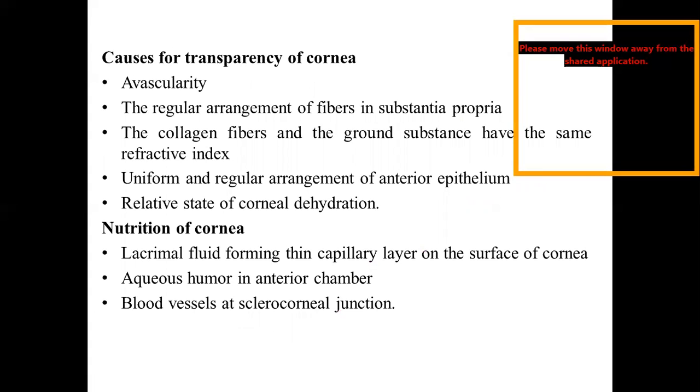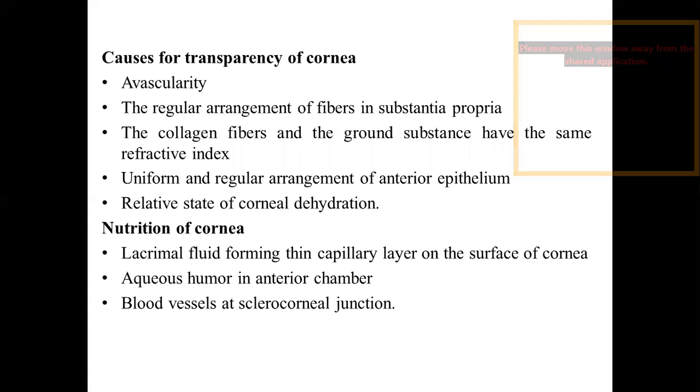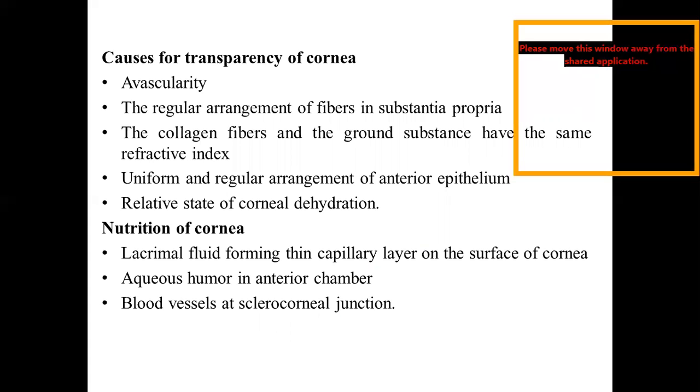What is responsible for the transparency of the cornea? One thing is that it is avascular. There is a regular arrangement of fibers in the substantia propria. Then the collagen fibers and the ground substance have the same refractive index. And there is a uniform and regular arrangement of epithelium. Also, the cornea remains dehydrated, it doesn't dry up easily. So there is transparency of the cornea.